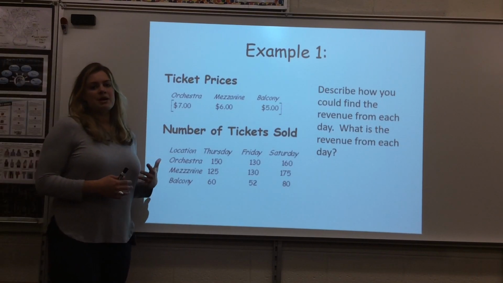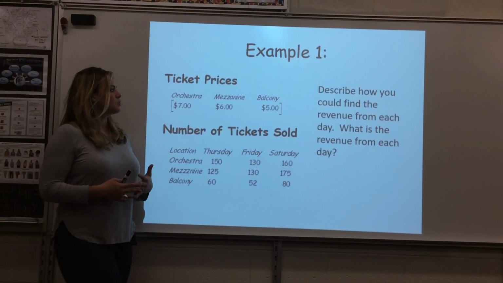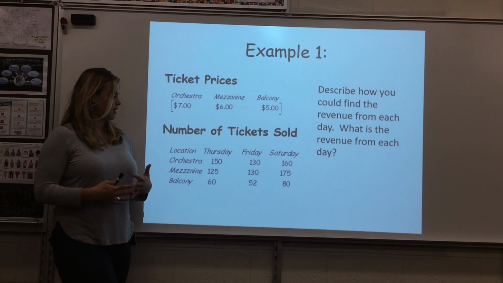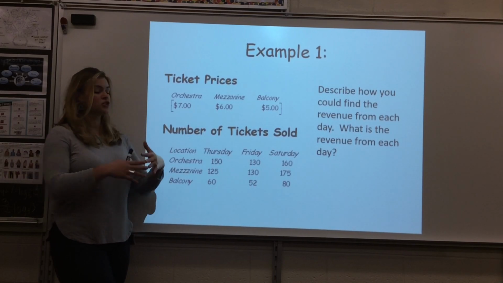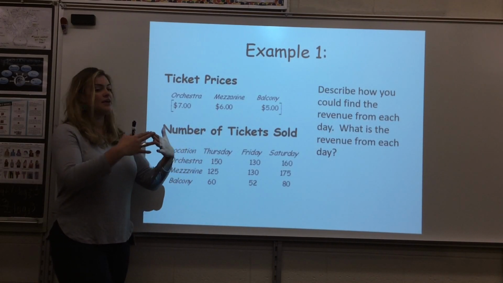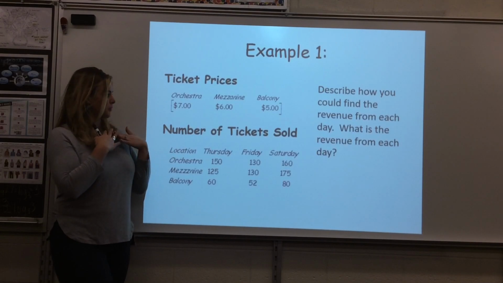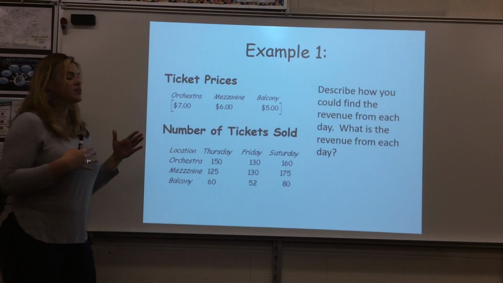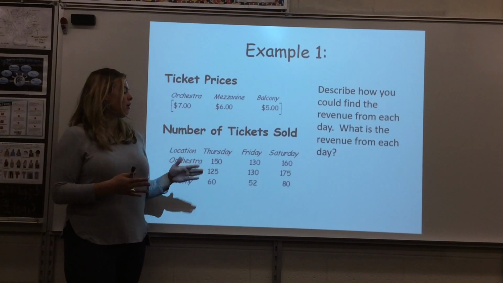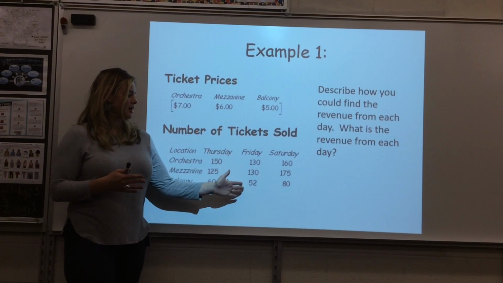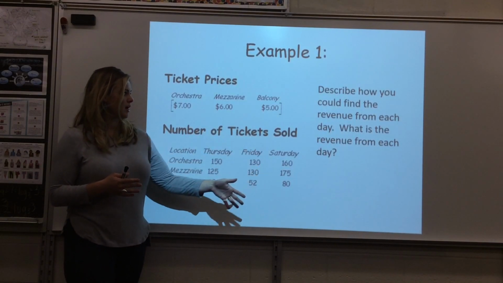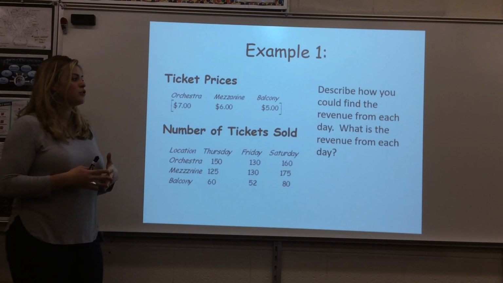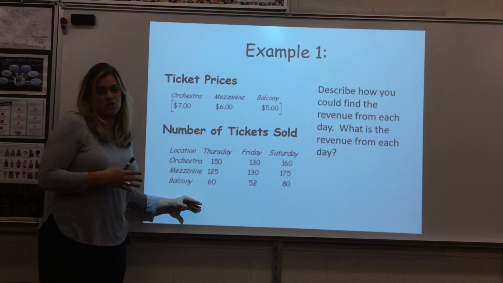So an example that might be easier to start with is we're going to have tickets, okay? We're going to have tickets in the orchestra seating, the mezzanine, and then the balcony. So that's where they're cheaper, okay? And then we have the number of tickets sold at our venue on Thursday, Friday, and Saturday, okay? How could we find the revenue in total from each day?